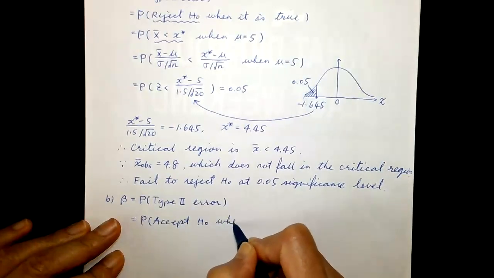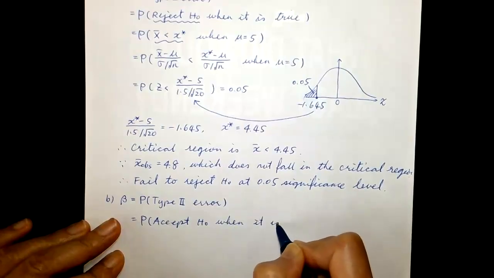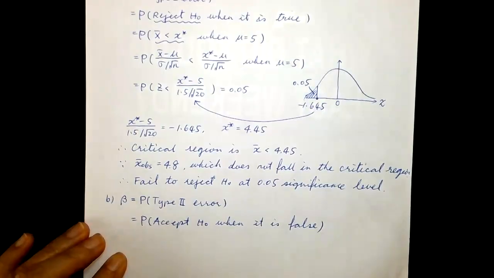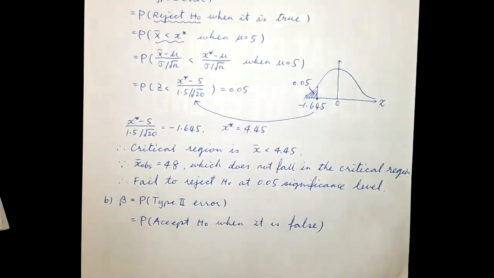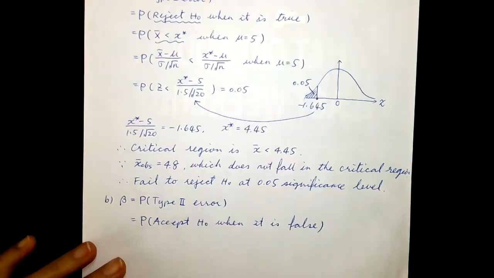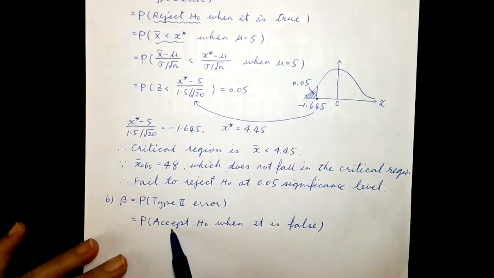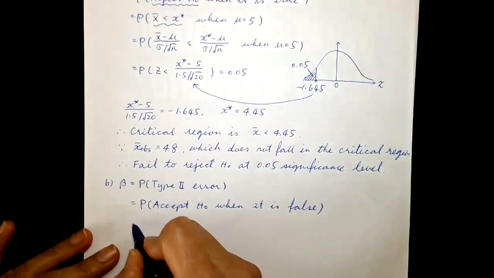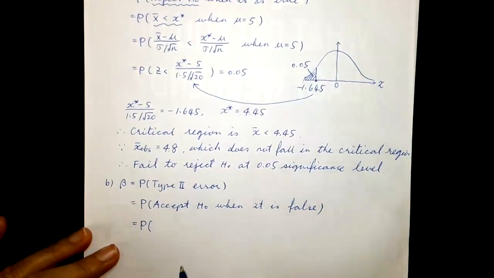What is type 2 error? You accept H naught when it's false. I'm not so strict on this word accept because many people don't accept. They would say fail to reject H naught. But for me, let's not be so strict. Of course, to be precise, you should say fail to reject H naught, but it's fine.